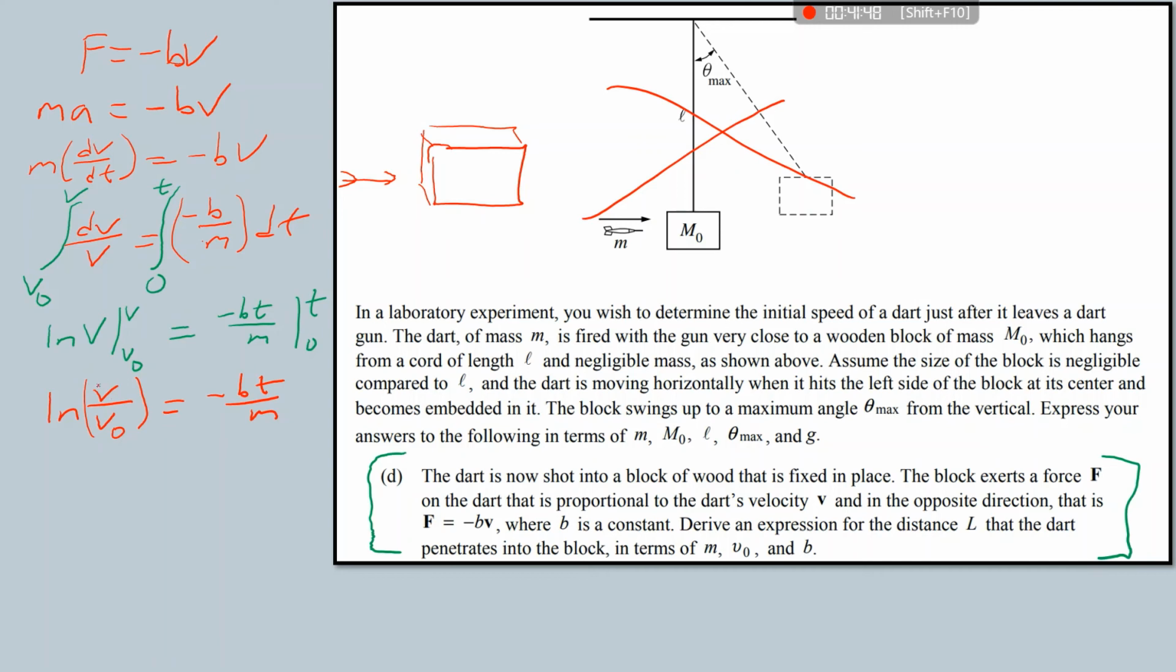If I want to get this side just v, how can I rewrite this? So solve for v. Oh, e to the minus bt divided by m is equal to v divided by v initial, so times v initial. Now v initial is a constant, so I can leave that there. Negative b over m is a constant, I can leave that there, which means I can integrate both sides again.